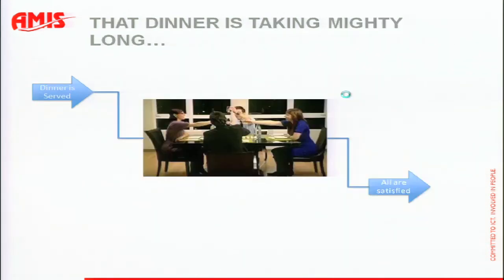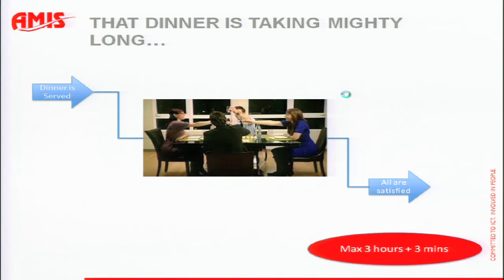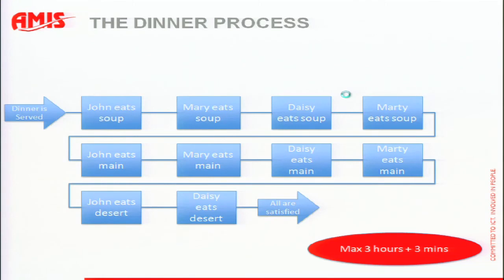Another example. That dinner is taking mighty long. We've got 4 people sitting around the table, dinner is served, at the end they're all satisfied, but it takes up to 3 hours and, again, 3 minutes. That's pretty long. Why is it taking so long? Let's take a look at how the process of the dinner is implemented. We've got John, we've got Mary, we've got Daisy, and we've got Marty. And this is how you could describe the process. They eat soup, they eat the main course, and they eat dessert, or at least 2 of them eat dessert. Why would it take so long? Well, it's a sequential process. First, one person eats soup, and only when he's done, the second person starts eating soup. It's a bit ridiculous, isn't it?